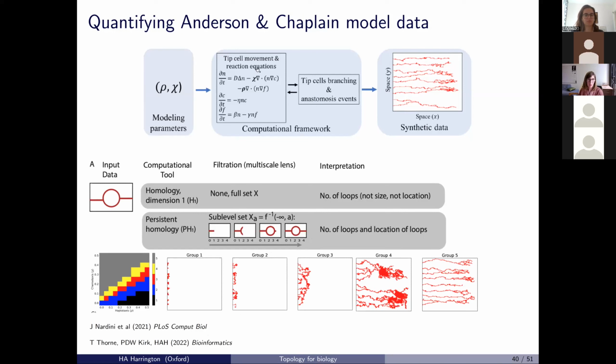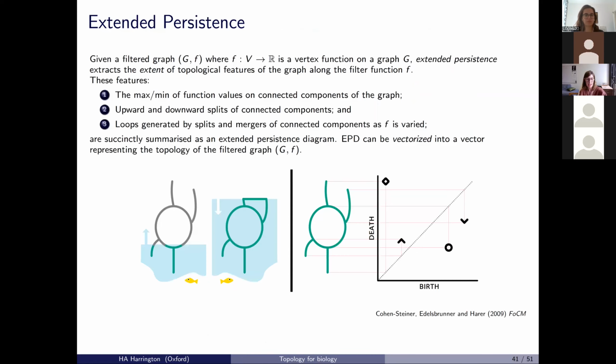And so we started doing this inference problem using this specific model to be able to recover the parameters. And we used extended persistence. Now there's some other work, so let me just tell you a little bit about extended persistence, and then I will wrap up. So extended persistence, as I said, is a way to give you the size, the loops, the location, and it's an invariant of these piecewise linear functions. And so we can get an extended persistence diagram, which then can be vectorized into a vector representing the topology of this filtered graph.